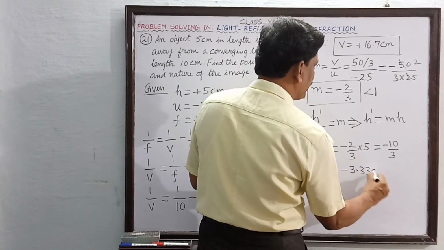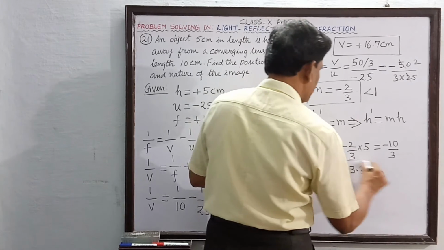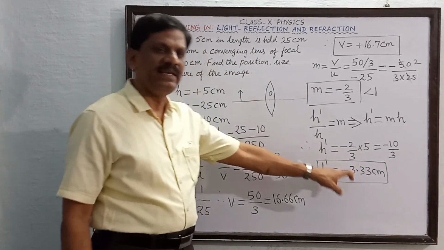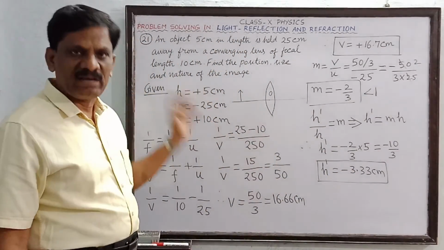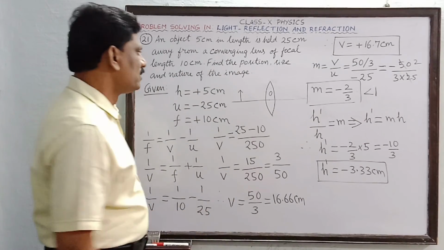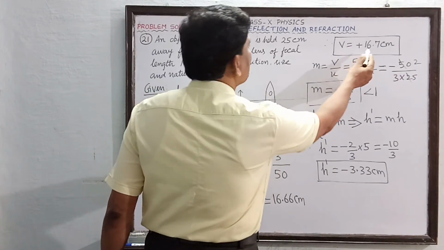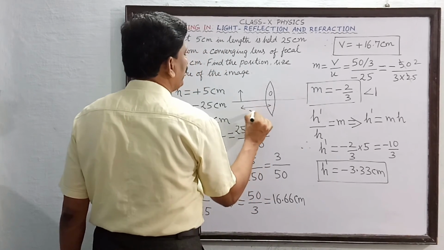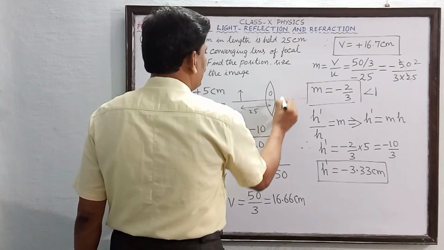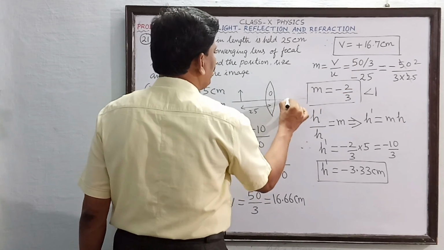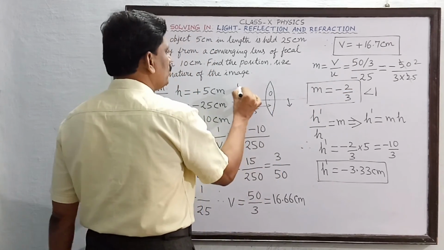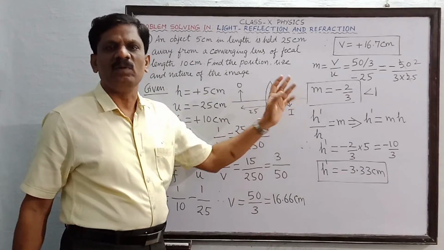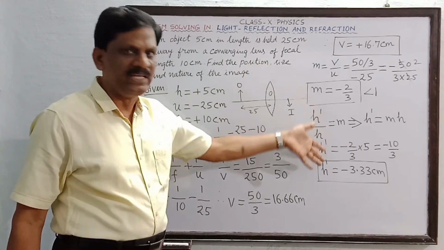Okay, students. So h dash is equal to minus of 10 by 3, which is 3.33 recurring. So this is the height. The height of the image h dash is less than the height of the object. Therefore it is a diminished image. So the image distance is 16.7 and object distance is 25. So somewhere at 16 point something you will get a diminished image like this. This is the object and this will be the image. The size of the image is smaller than the size of the object. So it is a diminished image.